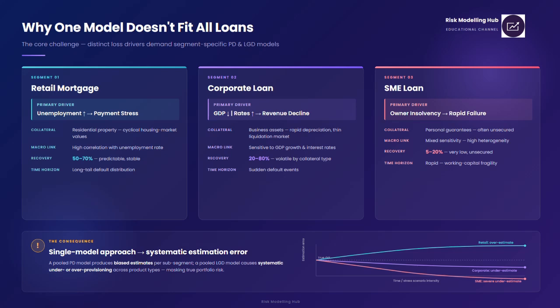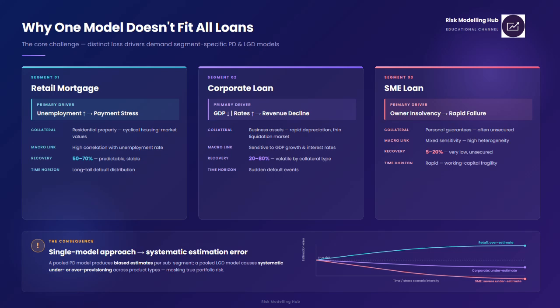Segment 2, corporate loan. Here GDP and interest rate are the main drivers. Revenue declines and rising borrowing costs squeeze business profitability. Collateral includes business assets that depreciate rapidly and have thin liquidation markets. The macro link is sensitive to GDP growth and interest rate changes. Recovery is volatile, ranging 20 to 80% depending upon the asset type. Defaults often occur suddenly during economic shocks.